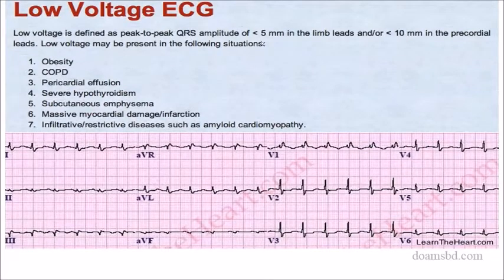Peak to peak QRS amplitude is less than 5 in the limb leads and less than 10 in the chest leads. Try to remember, doctor: pericardial effusion, or anything else surrounding the heart, the electrical voltage transmission will be less. So pericardial effusion, COPD, lung covering the heart, obesity, very common causes are there. So try to remember, doctor, this is called low voltage ECG. Low voltage ECG. Okay.